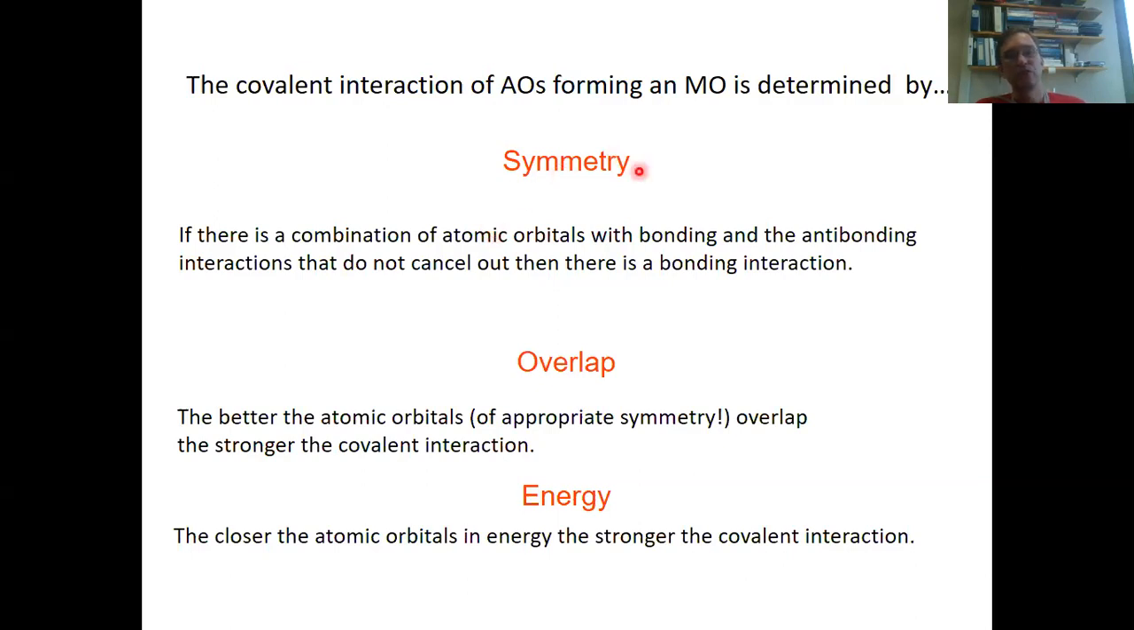So now, assuming that the symmetry of the two atomic orbitals is right, the overlap criterion and the energy criterion decide how strong that covalent interaction is. Okay, so generally, the stronger the orbital overlap, the stronger the covalent interaction. With regard to the energy criterion, the closer the energy of the atomic orbitals, the stronger the covalent interaction between the atomic orbitals. So now let us look at these criteria in a little bit more detail.